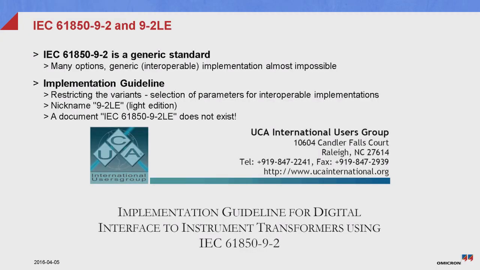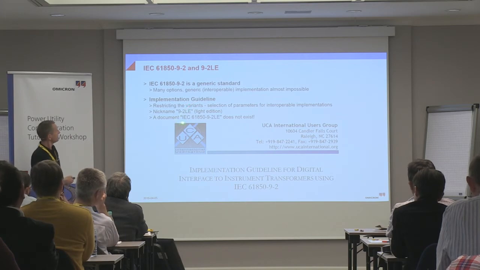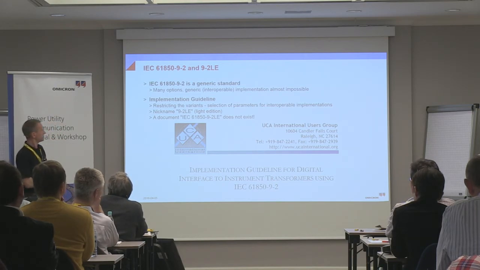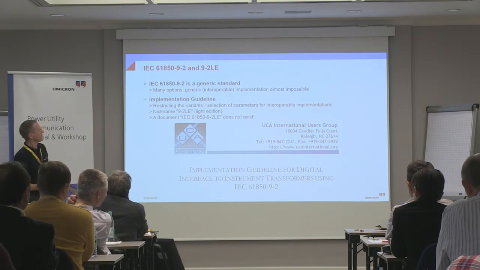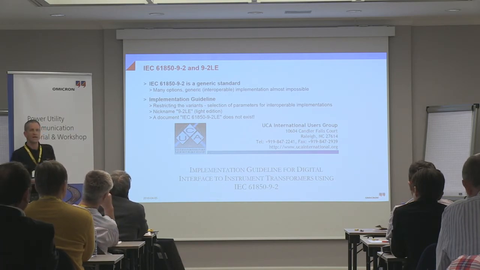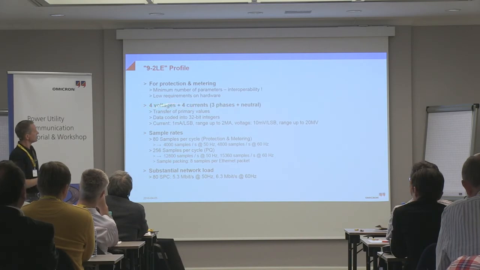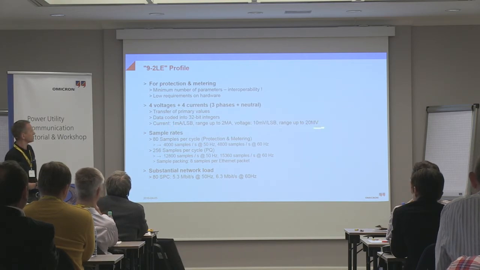To reduce the variability in the original standard, an implementation guideline was set up. It's called 92LE, but this is only a nickname. Many people use this term IEC 61850-9-2LE. There is no document like this. It's just this implementation guideline that limits the variability, and helped very much in the interoperability. So we have here these 4 currents and 4 voltages in the data set with the defined scaling. Everybody has to use the same scaling.